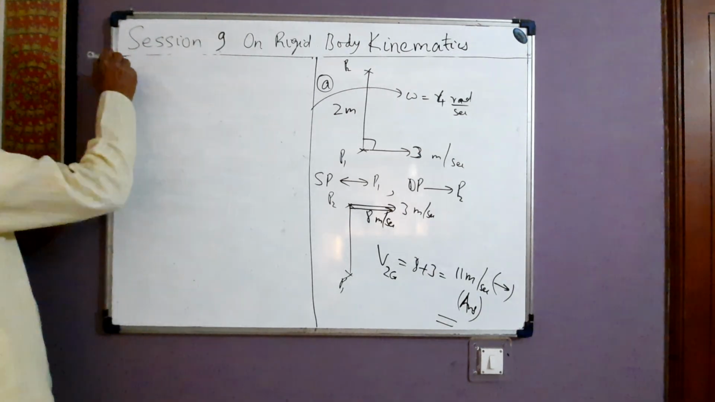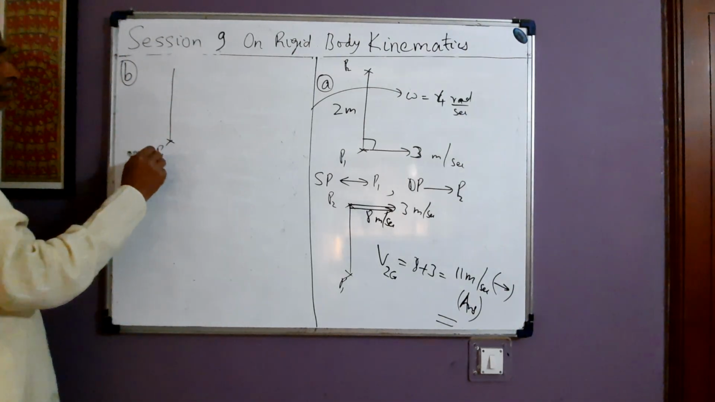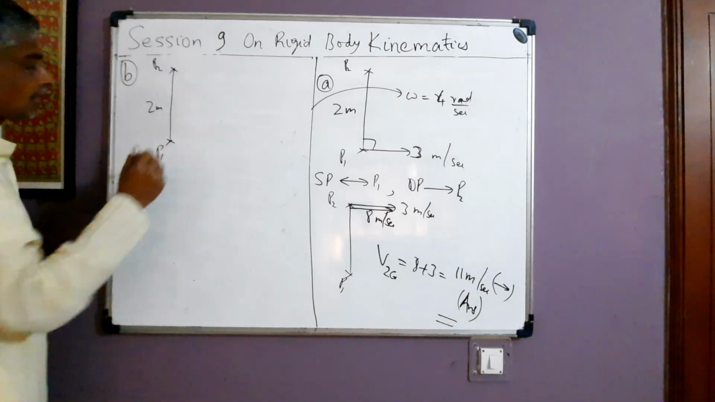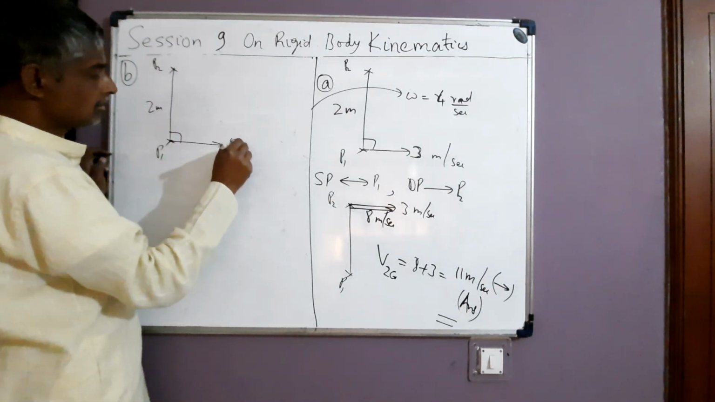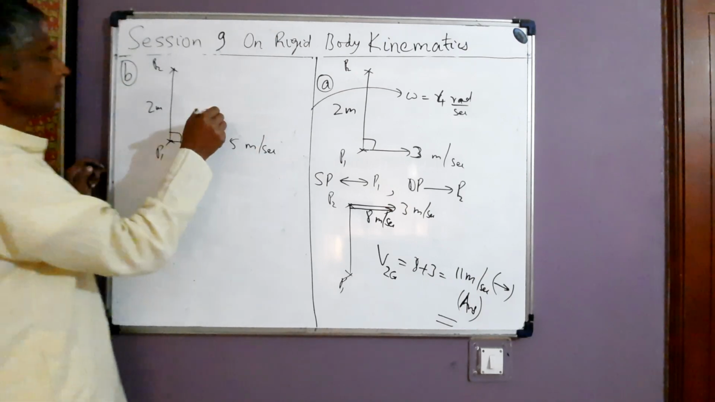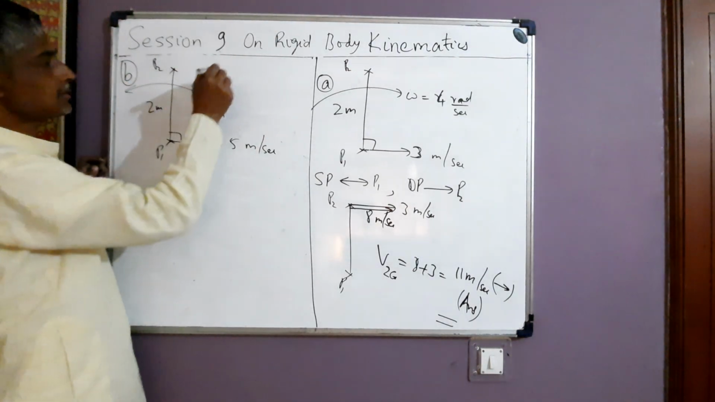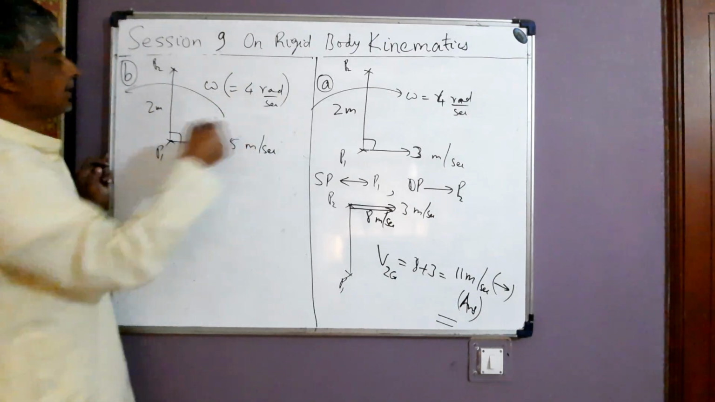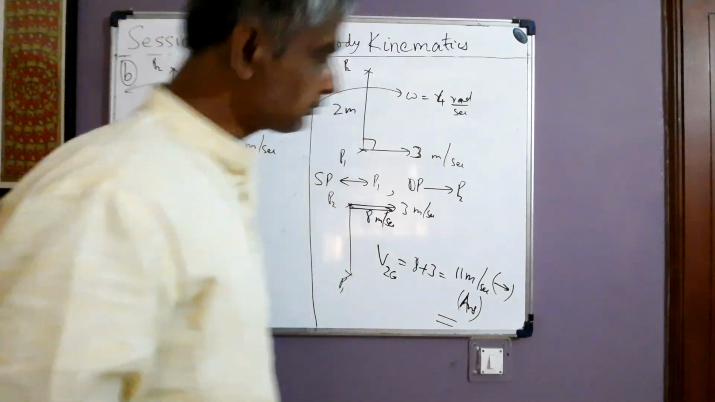So part B, next part of the question, part B is this. This is P1, this is P2, length of rod is 2 meter. Velocity of P1 is rightward, with respect to ground, 5 meter per second. Omega of rod with respect to ground is anti-clockwise sense, say 4 radian per second. Length of rod is 2 meter. We have to determine the velocity of P2 with respect to ground.